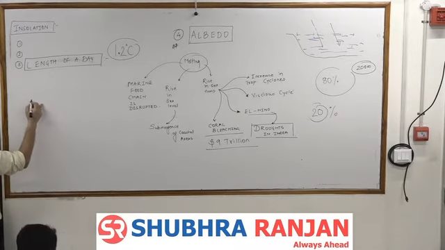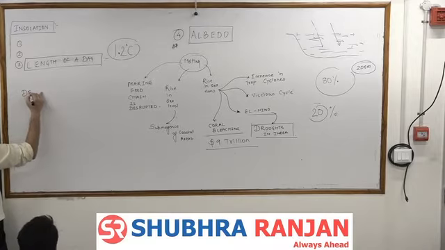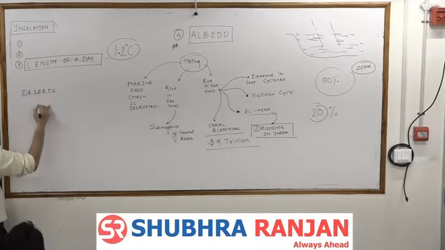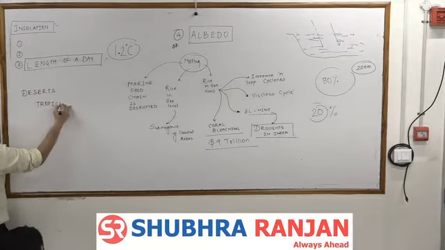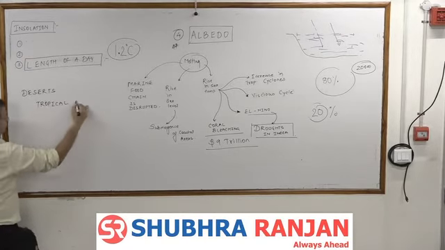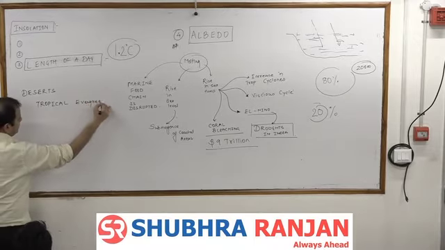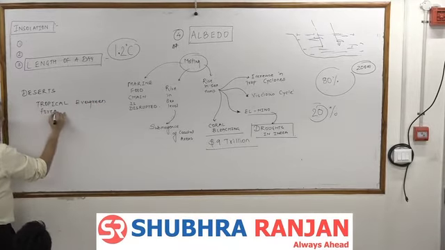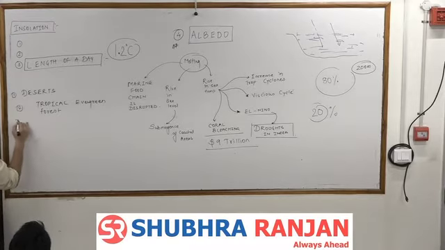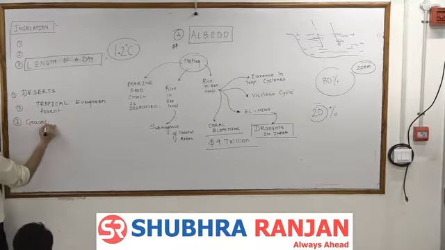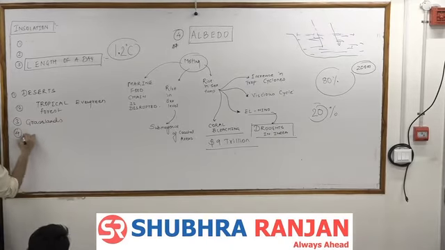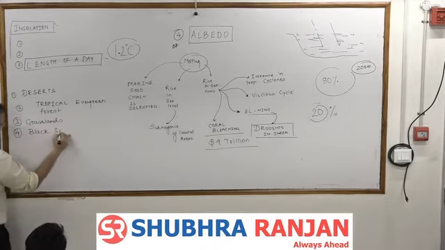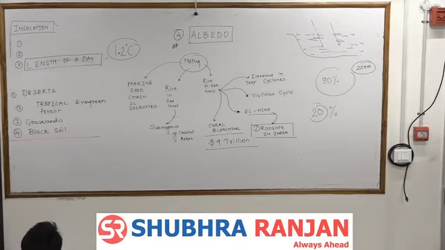So now you tell me, don't write abhi, just tell me here. Arrange this from highest to lowest albedo. सबसे ज़्यादा albedo किसका होगा?